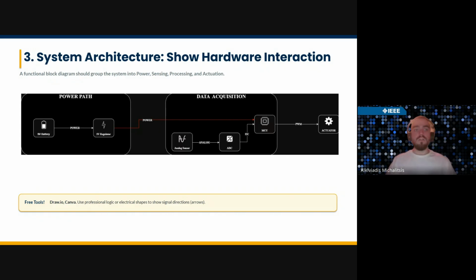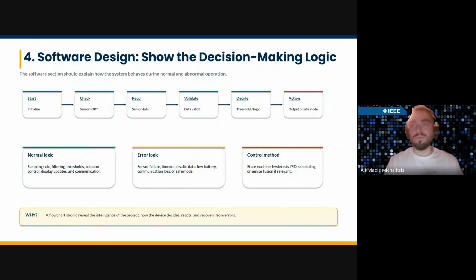So for us, we want you, if possible, to give us a functional block diagram, which should group the system into power, sensing, processing, and actuation, similarly to what we said before. Let's go now to the software part, one of my favorites. Okay, so software design.